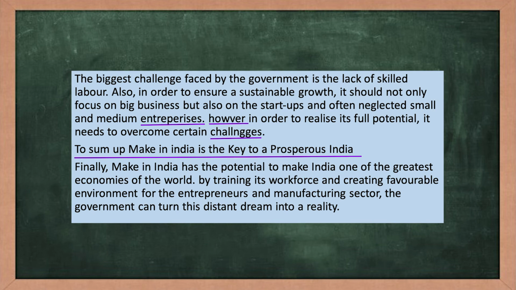Here is the rest of the article. See some more mistakes here? Okay. The spelling of however should be corrected and there should be a comma after the word. The spelling of challenges should be corrected and also the spelling of enterprises should be corrected. There should be a comma after to sum up. Make in India is the key to a prosperous India should be within inverted commas. You sure can write a good article.